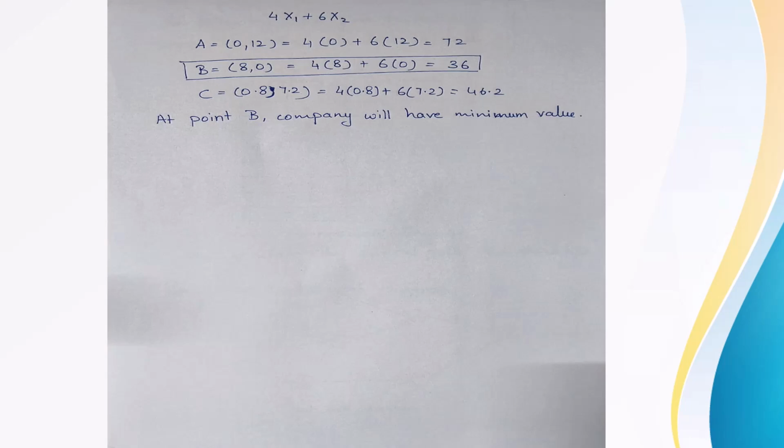If we compare the three coordinates, the point B has the minimum value of 36. So B is our answer, where we can say that at point B the company will have the minimum value. So this is the solution for the minimization problem through the graphical method. Thank you guys.